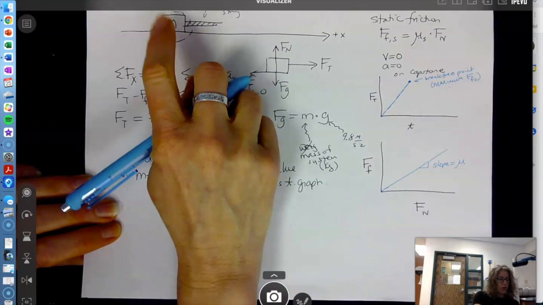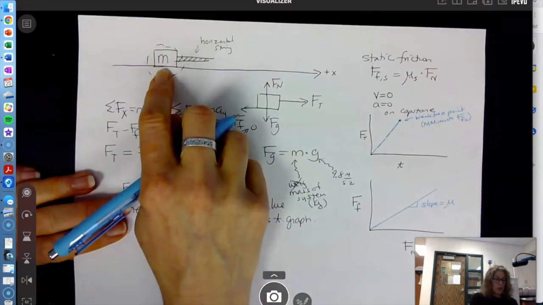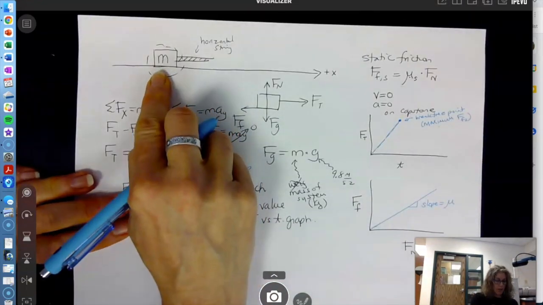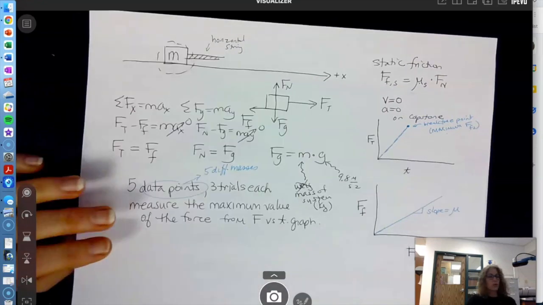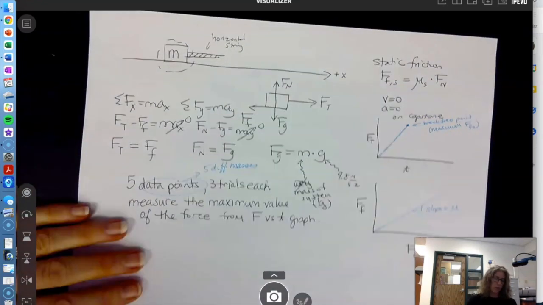So this has to change. And you don't want to change it by a little. We're going to change this by a lot each time. This should be fairly significant. So we're going to be using those mass bars, which are pretty heavy.